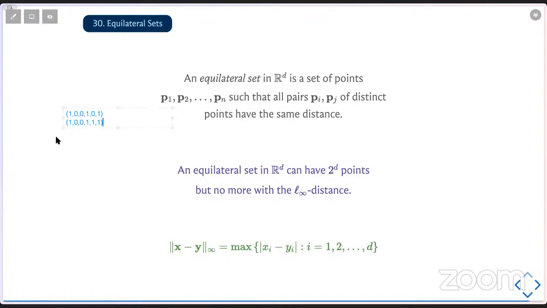So now if you look at the L infinity distance between these two, you're going to get 0, 0, 0, 0, 1, 0. That's the absolute difference between the coordinates, and you're taking the max of these. So that'll turn out to be 1 for any pair of vectors that you look at. And there are 2 to the d of these, because like Saad was saying in the chat, for each coordinate you have a choice of 0 or 1.